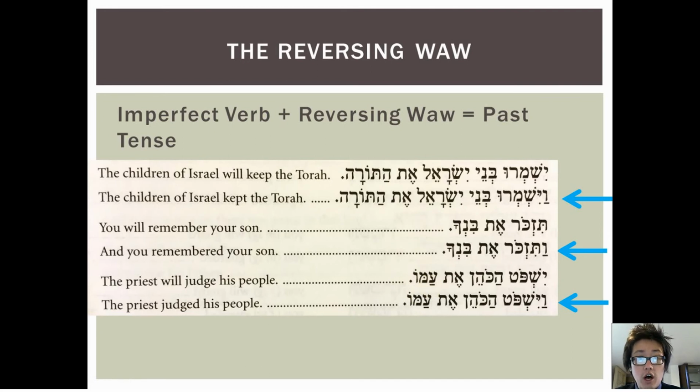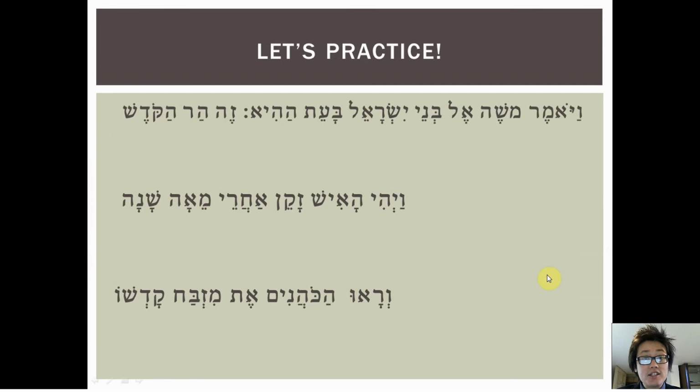Attached to the word which means people. So the priest will judge his people. What happens if we throw that reversing vav on? Vayishpot hakohen et ammo. The priest judged his people. Again, you see the vav, patach, yod with the dagesh. Let's do some practice.